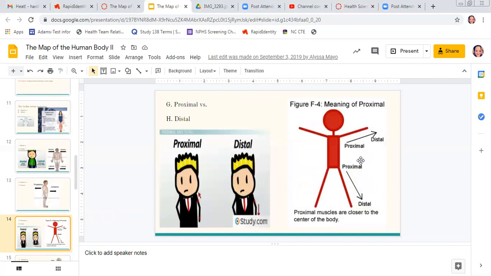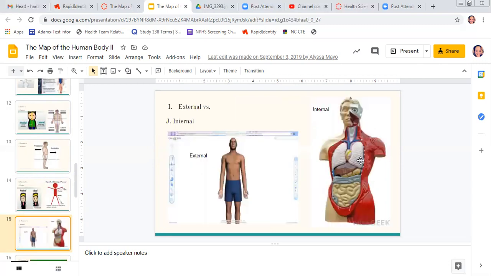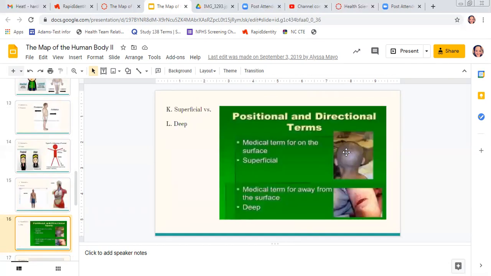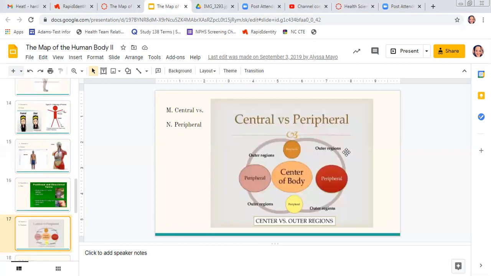And again, usually if people are going to have confusion over something like this, it's going to be proximal and distal. So spend a little bit more time here on this slide. External versus internal. So what you see on this slide is that external model here who has all his skin and everything. And then the internal model has no skin. He has no adipose tissue. We're looking straight at muscles and organs, okay? Superficial versus deep. So you'll see a couple of real life pictures here about superficial versus deep lacerations and skin. Central versus peripheral. So we're talking about the center of the body versus the peripheral, which is the not center of the body. So like your arms, your legs.